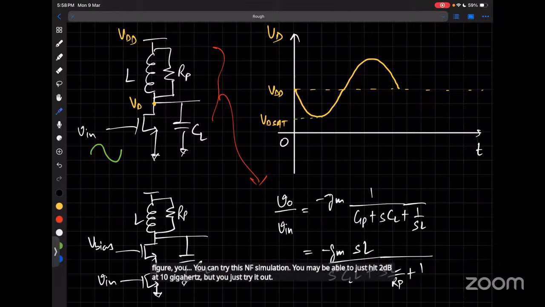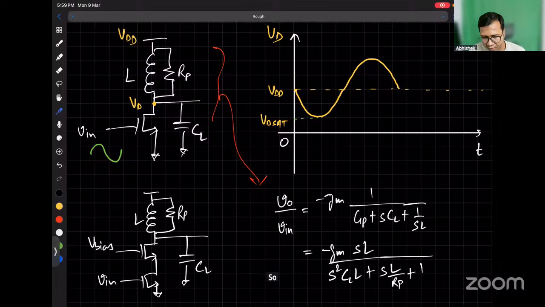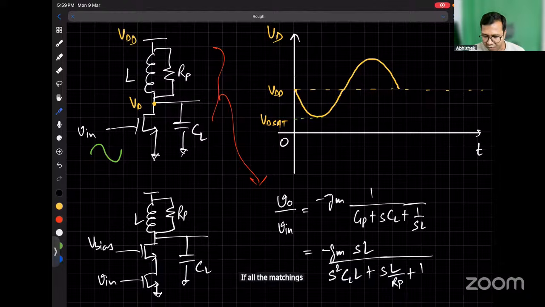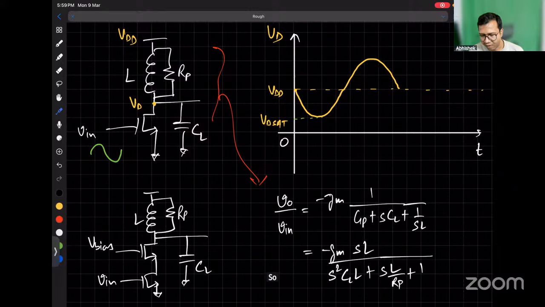Do we have to use a common source topology for NF-min? Yes, for NF-min you don't need to worry about the degeneration. Just take the MOS in common source. Effectively, it will try to see if all the matching has been taken care of using some lossless components, or you are able to present an optimum impedance at the input. You don't have to do anything; based on the S parameters it automatically figures out the optimum impedance. In that case, it will give you the NF-min.